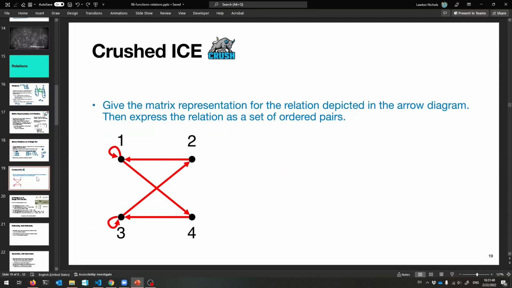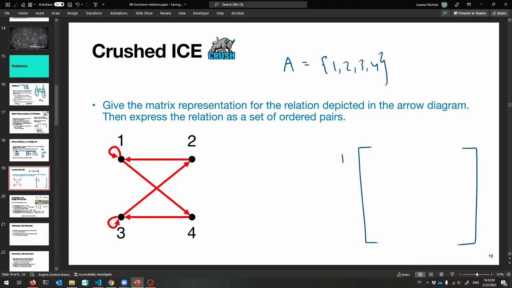So here, let's pretend this is a binary relation on the set A, and A is equal to 1, 2, 3, 4. That's the domain of the relation. Okay, so give it as a matrix and give it as a set of ordered pairs. Looks like it wants the matrix first, so who am I to do it differently than that?